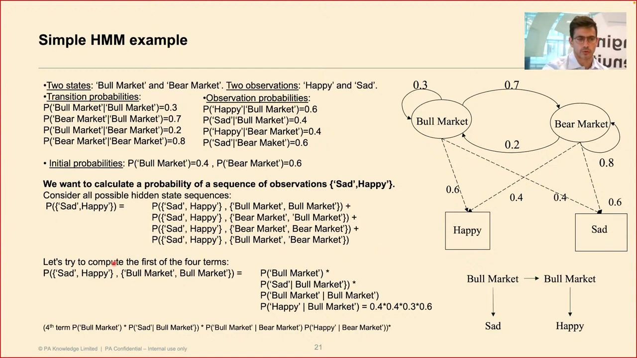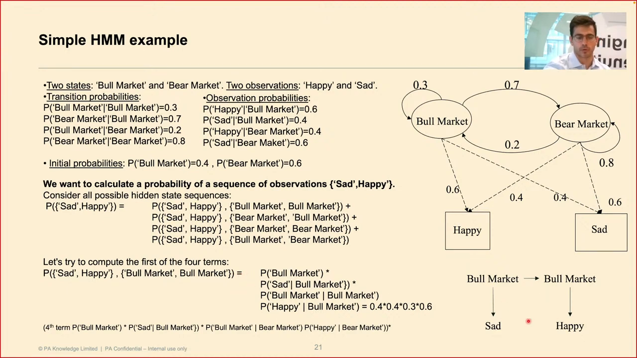We will try to analyze the first of the four terms here, and we are breaking that down also in the bottom right corner, which is the probability of sad, happy, given bull market, bull market. If you remember from a few slides before, we said that there is a probability of the observable sequence given the hidden sequence, which was that very confusing right part. This is essentially what we're using here.